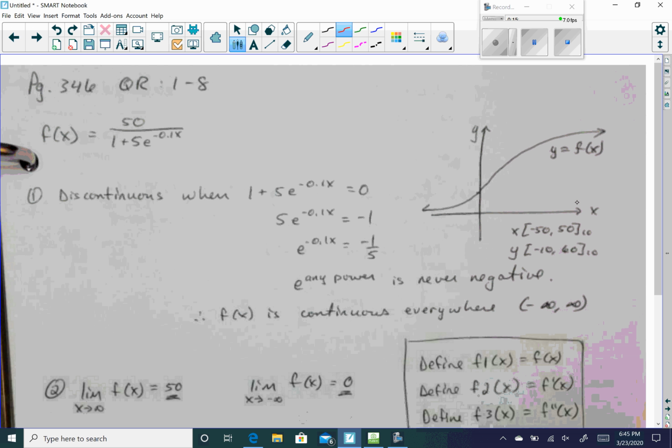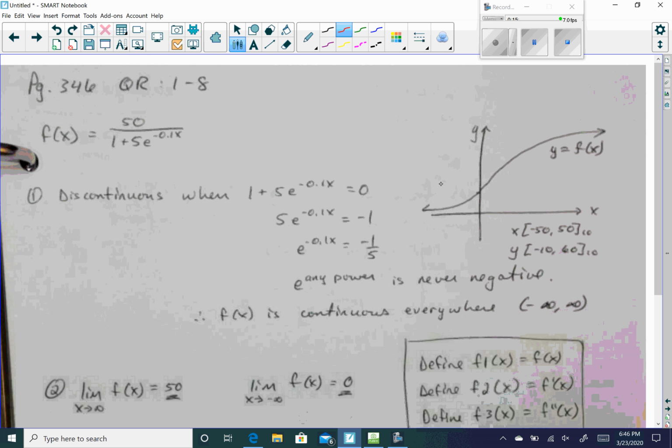So it says find where f is continuous. Well, if we don't even look at the graph, we just go back to the function here. We know that if it's a fraction, our denominator can't be 0. So if our denominator is 0, we would say it's discontinuous then. So we set it equal to 0. But if you notice, it simplifies to e to this power. Even though it's a negative power, e to any power will never be negative here. So therefore, that denominator is never going to equal 0. So then we say, therefore, f of x is continuous everywhere.